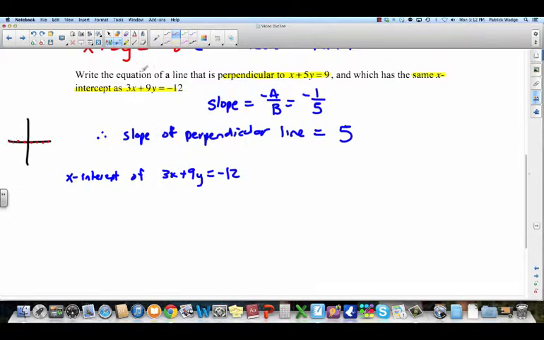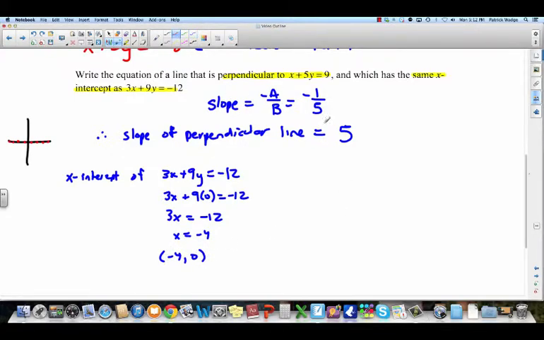So what that means is, in order to solve this, to find the x-intercept, we put 0 in for the y. So we get 3x plus 9 times 0 equals negative 12. Or 3x, 9 times 0 is 0, we don't even need to write it, equals negative 12. Now we solve that. Divide by 3, x equals negative 4. So that means our x-intercept is at negative 4. Or if you want, the point is negative 4, 0.